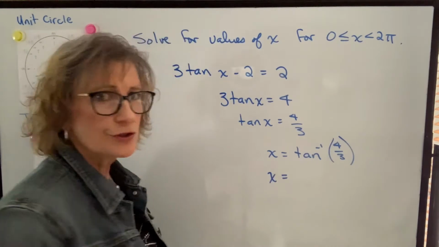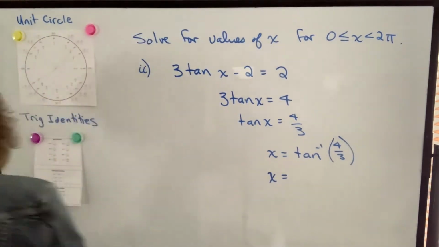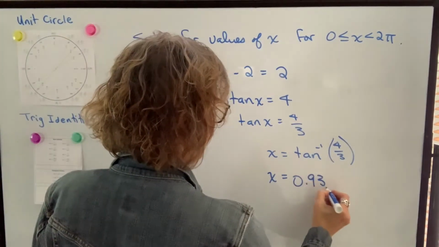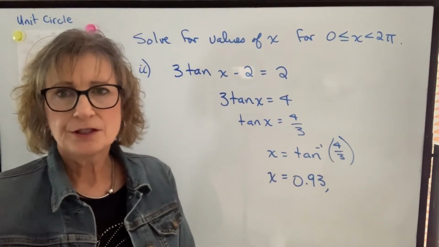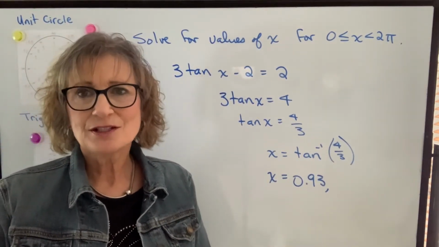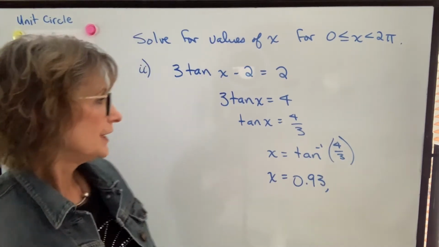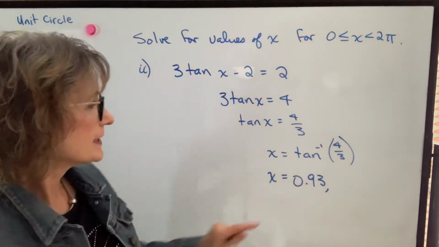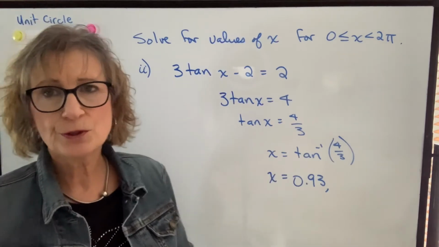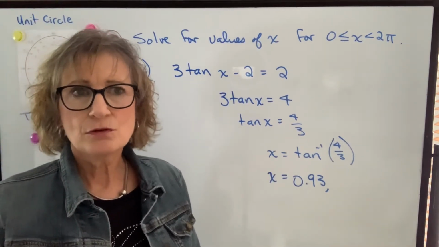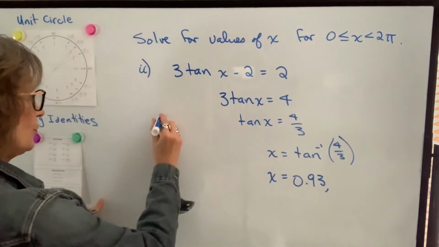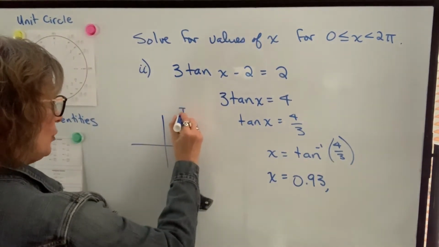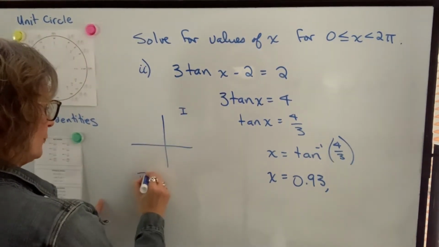So if you use your calculator, your first answer is 0.93 radians. That's the answer your calculator gives you, but you're going to be expected to find the other angle in the 4 quadrants that has a tan equal to 4/3. So that's where we need to know where tan and the other trig functions are positive and negative. We know that tangent is positive in quadrant 1 and quadrant 3.